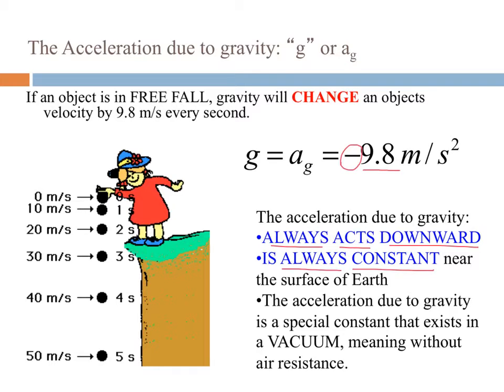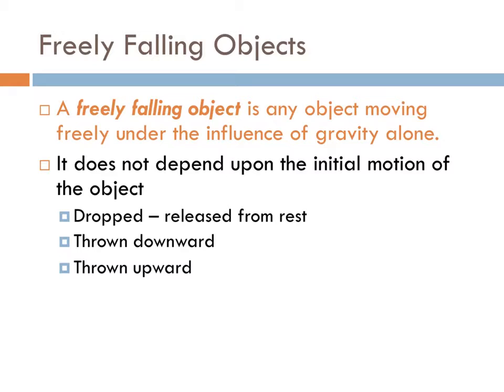Now, these situations are assuming that we're happening in a vacuum. What that means is we're happening in an area without any air resistance. Okay, we are eventually going to talk about situations where we have air resistance, but then we can't use our kinematic equations because, again, our kinematic equations can only be used when acceleration is constant. When we have air resistance, our acceleration is no longer constant. So remember that a freely falling object is any object moving freely under the influence of gravity alone. Again, we are ignoring the effects of air resistance in this case.